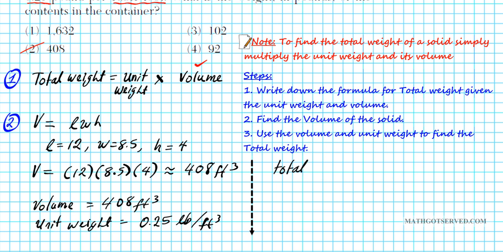So total weight is going to be unit weight, which is 0.25 or 1/4, times 408. Okay, and it's just as simple as dividing this by 4. If you do that, you end up with 102. So 102, if you multiply these two, you're looking at weight, so it's pounds because the cubic foot here and this cubic foot cancel out, so you just have pounds. So that's your total weight. Answer is option number 3. Okay?